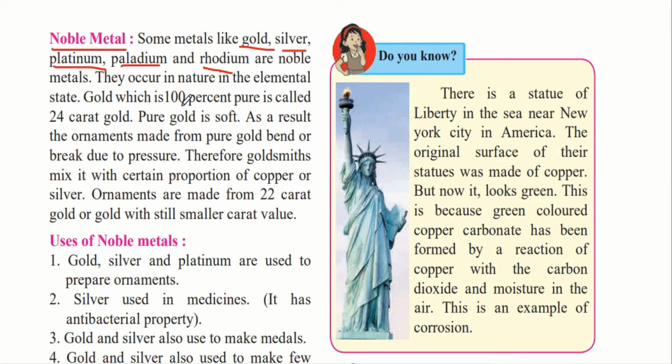Gold, which is 100% pure, is called 24 karat gold. You must have heard about gold being termed as carat gold. So what does this mean? It means that when the gold is 100% pure, that means when there is no other metal mixed with the gold, then it is termed as 24 karat gold. But this pure gold is soft. As a result, the ornaments made from pure gold bend or break due to pressure.